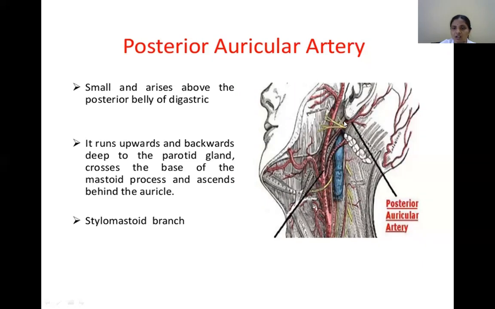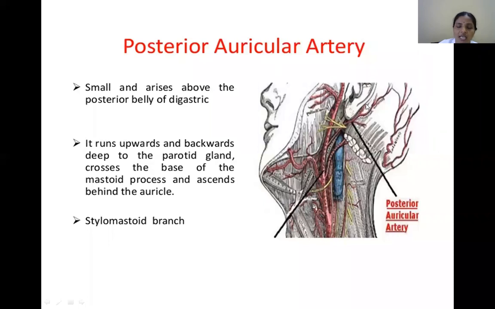So the posterior auricular, the name itself indicates it is posterior to the auricle. On its course, it first provides an auricular branch. That auricular branch supplies the auricle of the ear. Then after that, it provides an important branch, the stylomastoid branch. The stylomastoid branch passes through the stylomastoid foramen. That foramen gives the exit for the facial nerve from the skull, whereas it is the entry for this artery. So what is this? The stylomastoid branch from the posterior auricular artery.